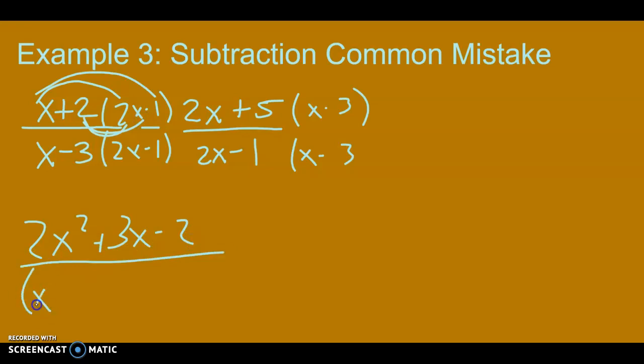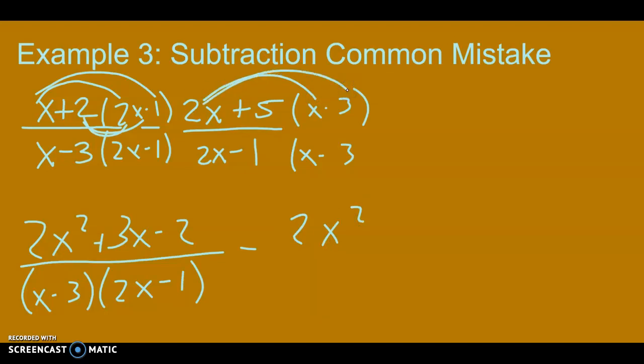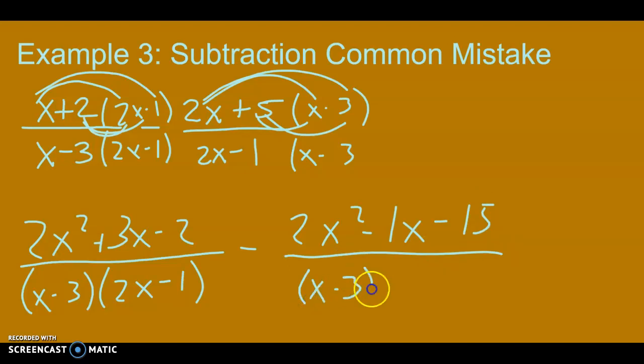On bottom, we said we can leave our answers in factored form on the bottom to save us a little bit of time. Now in the second fraction, 2x times x is 2x squared. I'm going to have 2 terms in the middle. It's going to be a negative 6x and a positive 5x. That makes negative 1x. And 5 times negative 3 is negative 15. And again, on bottom, we make our denominators the same. x minus 3 times 2x minus 1.